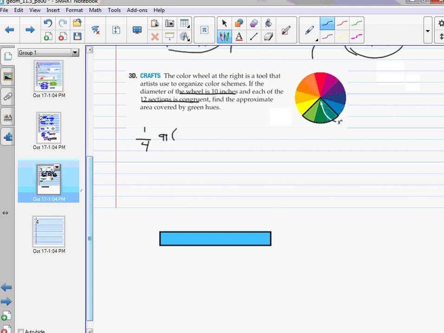Times pi times what's r? 5 squared. So the exact, it's really easy to get the exact, 25 pi over 4. And we'll approximate to the nearest tenth. What do you get? 19.6 inches squared.